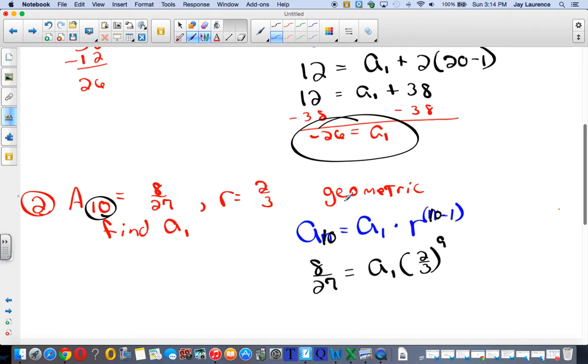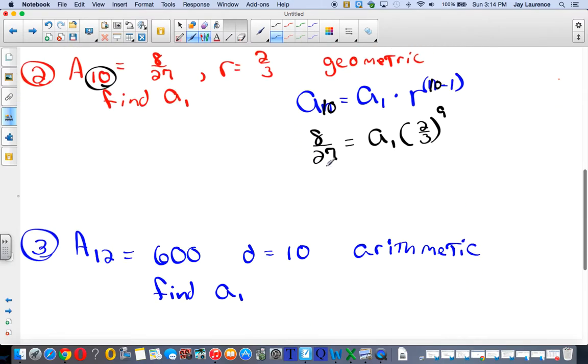Now, I'll go ahead and multiply this out. I'm going to have 8/27 equals a sub 1 times 2/3 to the 9th. 2 to the 9th, I want to say that's 512. But let me verify that, because if I get it wrong, then it's going to screw things up. Now, 3 to the 9th, I don't know. I don't really have any inclination. It's very big.